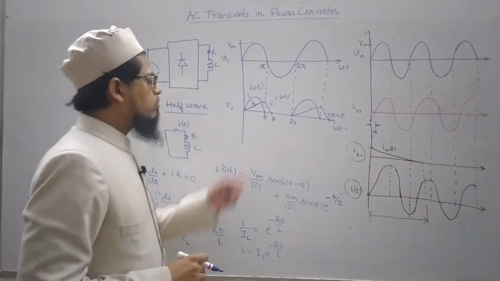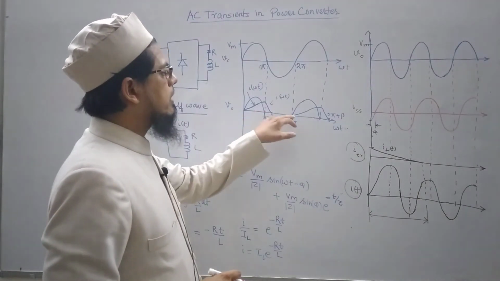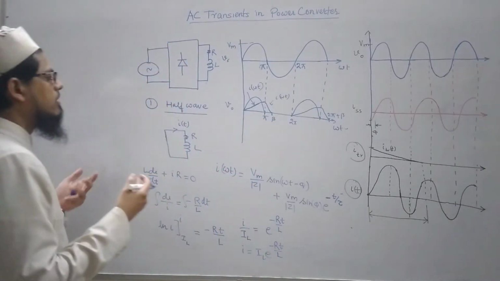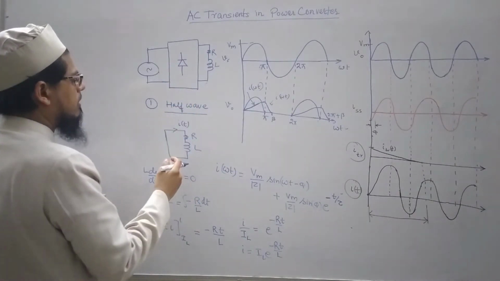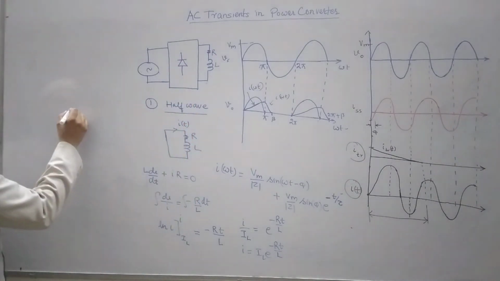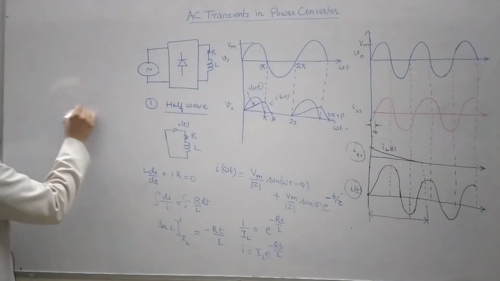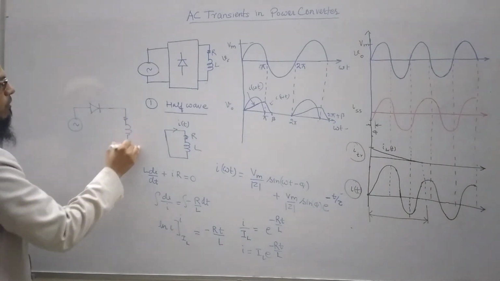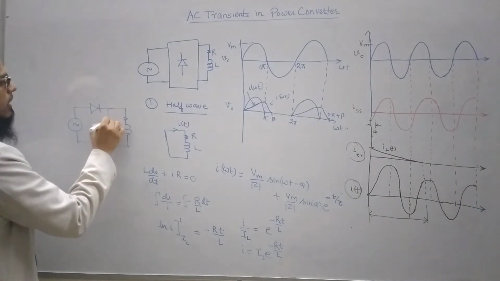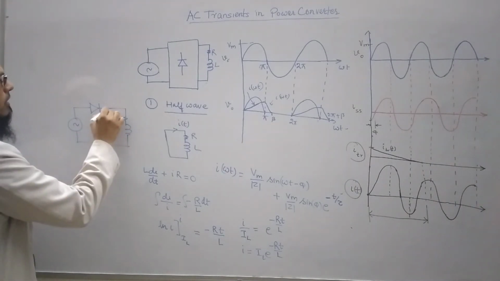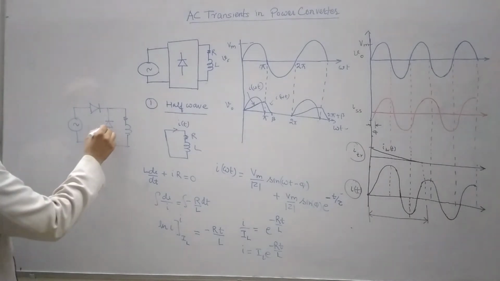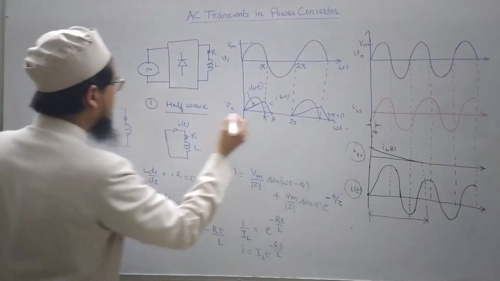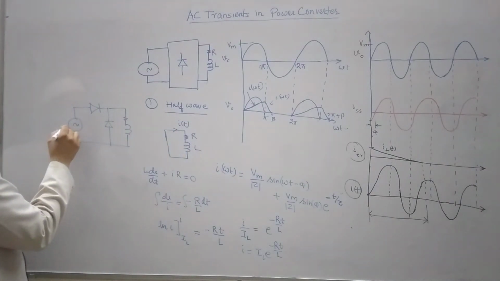So I hope you do understand why I am taking the voltage 0 after pi. Basically I have considered a half wave rectifier circuit, which looks somewhat like this. We have a diode here, and this is an RL load, and we have another diode here. This diode turns on in the duration from pi to 2 pi when the voltage reverses.